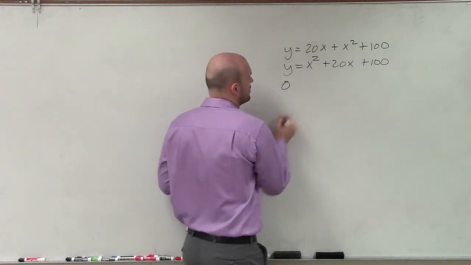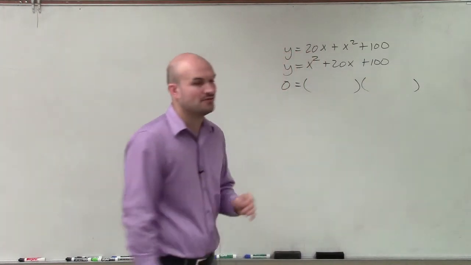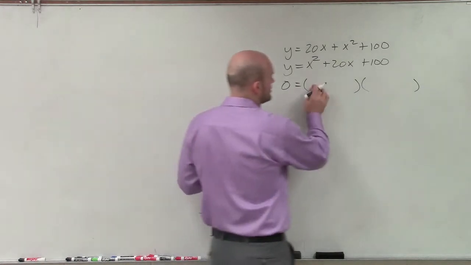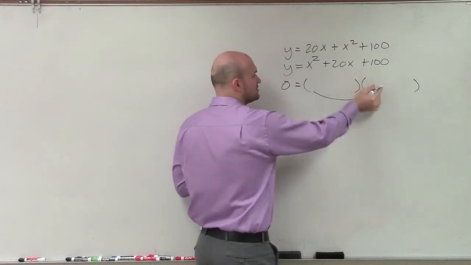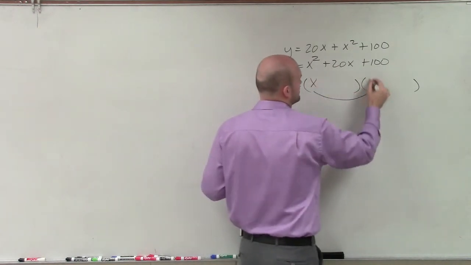So therefore, to solve, I'm going to set this equal to 0, and I'm going to write my two factors. Now remember, when we write our two factors for a perfect square trinomial, we know those two factors are going to be exactly the same. So when I was going to apply FOIL, I was going to multiply these two terms. What two terms that have to be exactly the same multiply to give me x squared? Well, that's x times x.